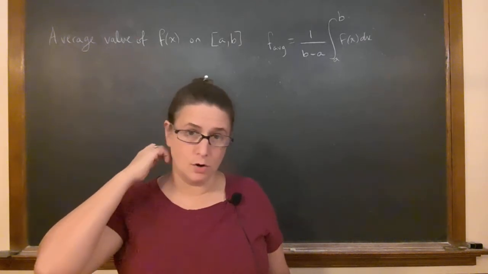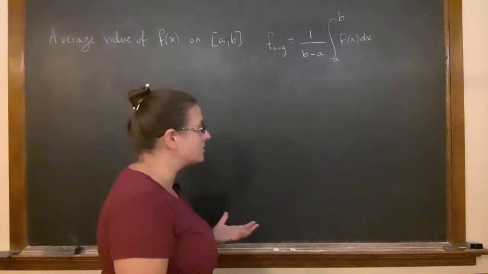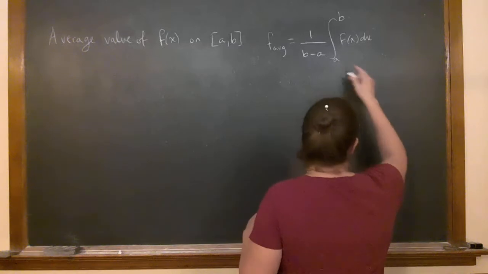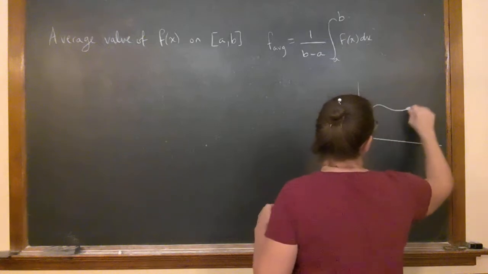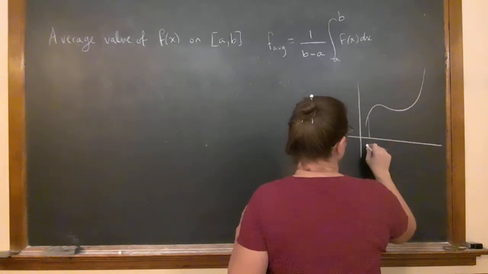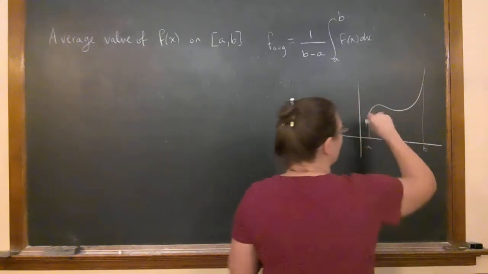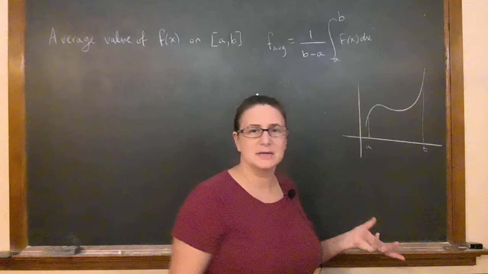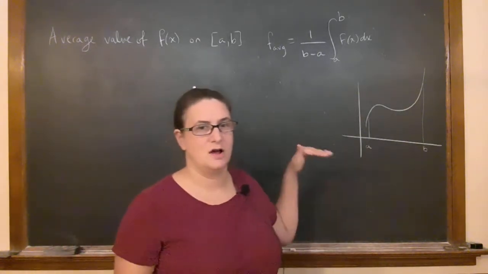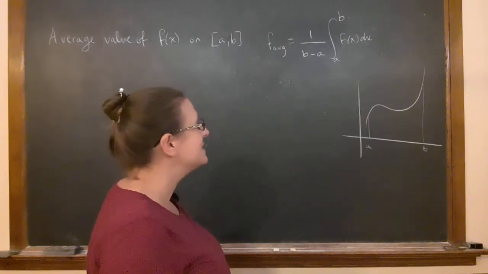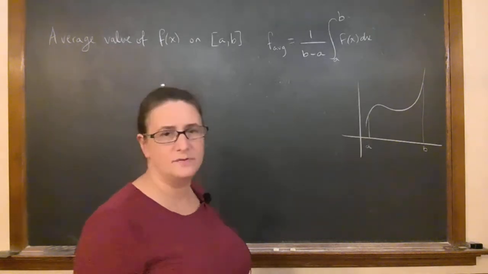Let me go through a quick explanation of why this holds. What we're trying to do when we're coming up with this formula is, say we have some function like this. Say here's a and here's b. And we're looking for the average of all these values, right? Sorry, it's not straight. Well, it's straight, it's just not horizontal. Doesn't matter.